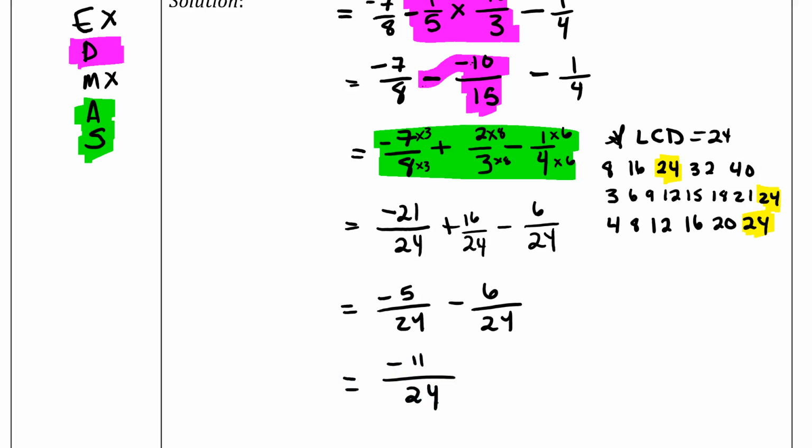Now stop. Are we finished? Are there any common factors between 11 and 24? No! So we're going to put a box around it. That's our final answer.